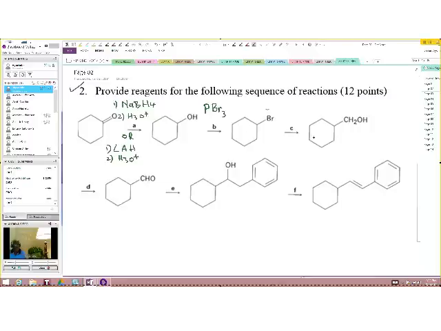Now we want to go from the alkyl bromide to this primary alcohol. Let me give you a hint here. Notice we are forming a new carbon-carbon bond, and also we are making a primary alcohol. So what reagent do we need here for C? Anybody, just text me, or you may want to pick up the mic. You want to do a Grignard first, then follow that up with formaldehyde.